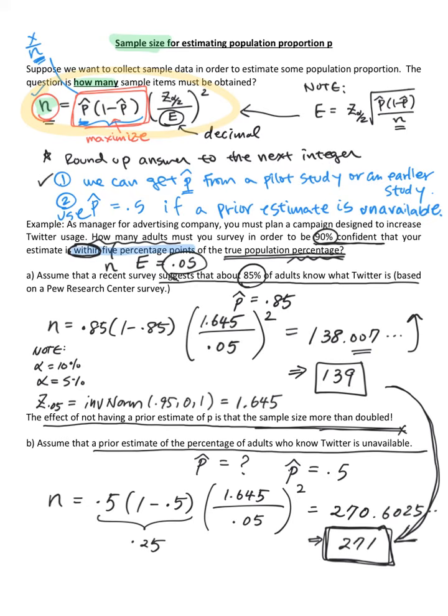Now, the disadvantage of this second option of using p hat equals 0.5 is that it could lead us to a larger sample size than is necessary. Because of the time and expense of sampling, it is a good idea to avoid too large of a sample, but sometimes you can't avoid it.